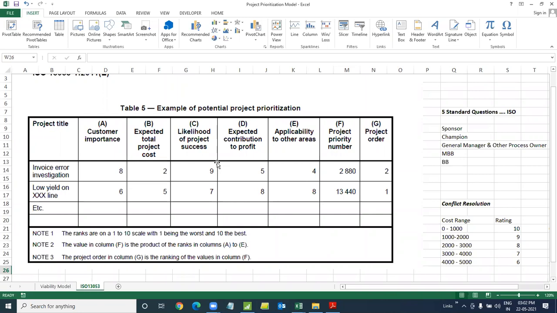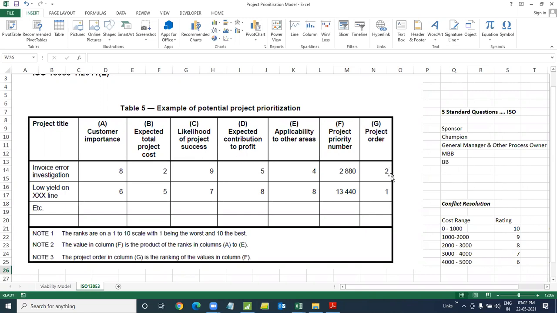Now, when we have given the rating as a team, next it says the values in column F, which is the project priority number, is the product of all the ranks from A to E. You multiply this 8 by 2 by 9 by 4 by 4, which gives you this rating. And this is for the other one. Here we get the higher project priority number for the production and lesser for the invoicing error. This becomes my project number 1.